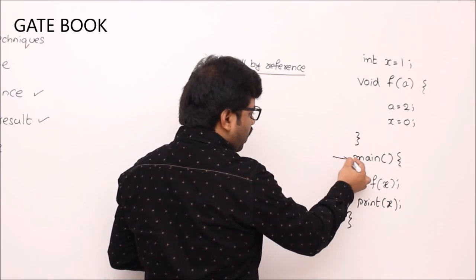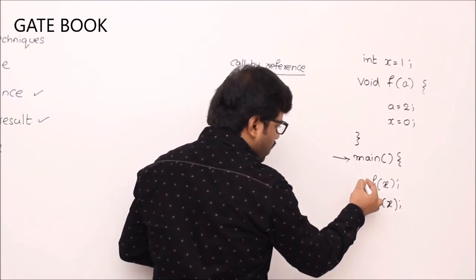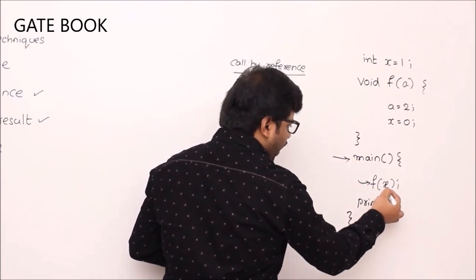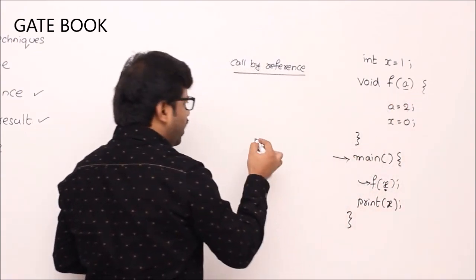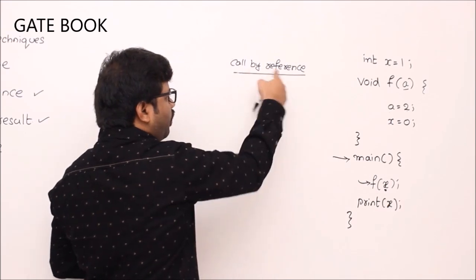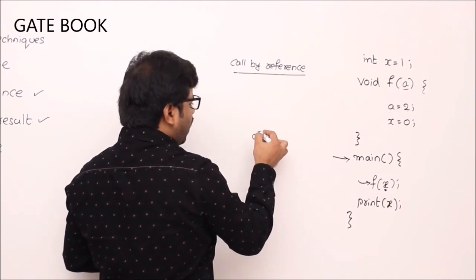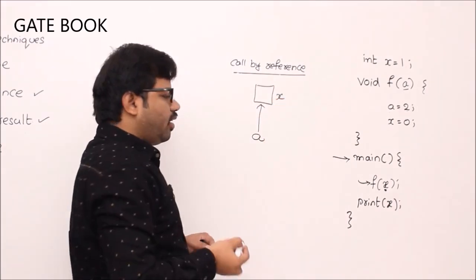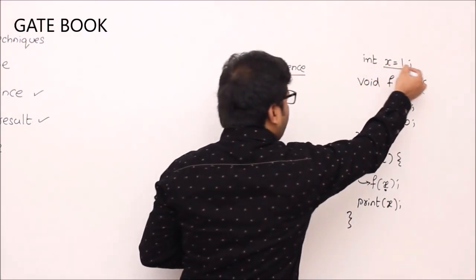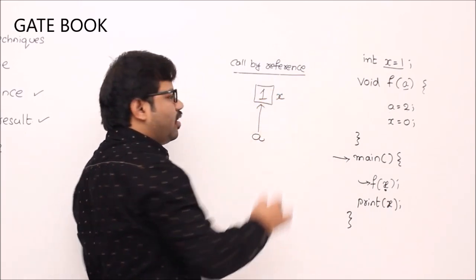So control comes here first, main. After that you see this method call. Here x is the actual parameter of a, right? That means the relation between x comma a in call by reference is: a is a reference and a is referring to x. This is the way you should remember, right? Now since x is a global variable, it will contain the value 1.